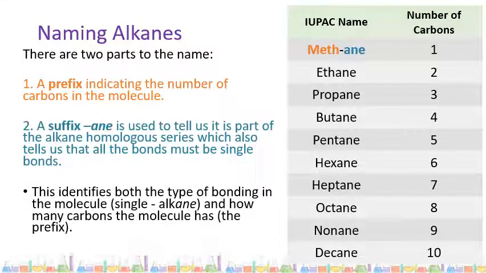So the last part of the name tells you the type of bonding in the molecule, that it's single bonding because it's an alkane, and how many carbons the molecule has. So if you want to pause there for a second and try to write out or draw out the bonding in propane. Hopefully you paused there.